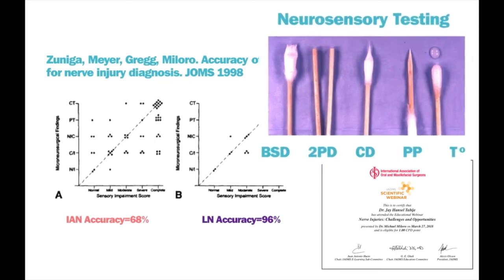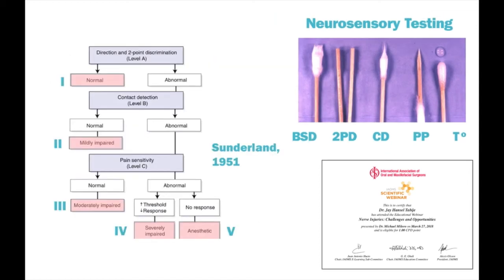As for neurosensory testing, I found this modified cotton applicator very economical, and yet it can perform the brush directional testing, 2-point discrimination, contact detection, and the pain perceptions using pinprick and even temperature. This diagnostic algorithm shows most likely the degree of nerve damage from neuropraxia, axonotmesis, and the levels of neurotmesis.